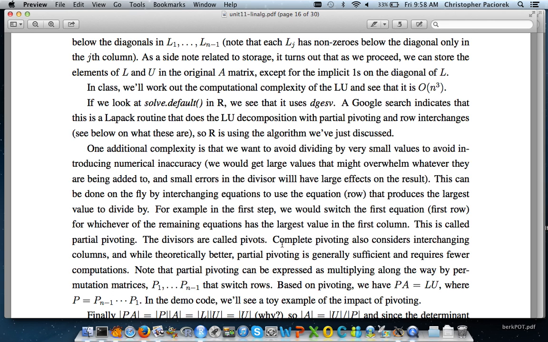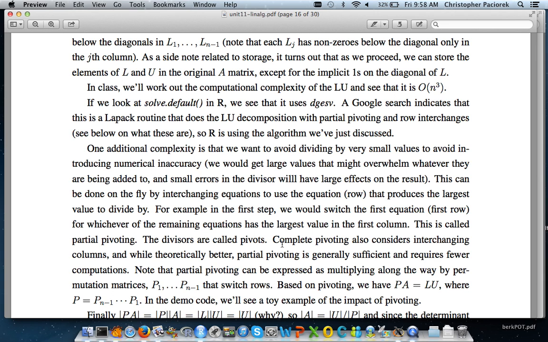Similar story as I proceed through. I now have my n-1 by n-1 dimensional matrix. I scan through my new coefficients in the first column of this reduced matrix, find the maximum one, and switch that set of equations. Okay? I continue, and I reorder the rows as needed.